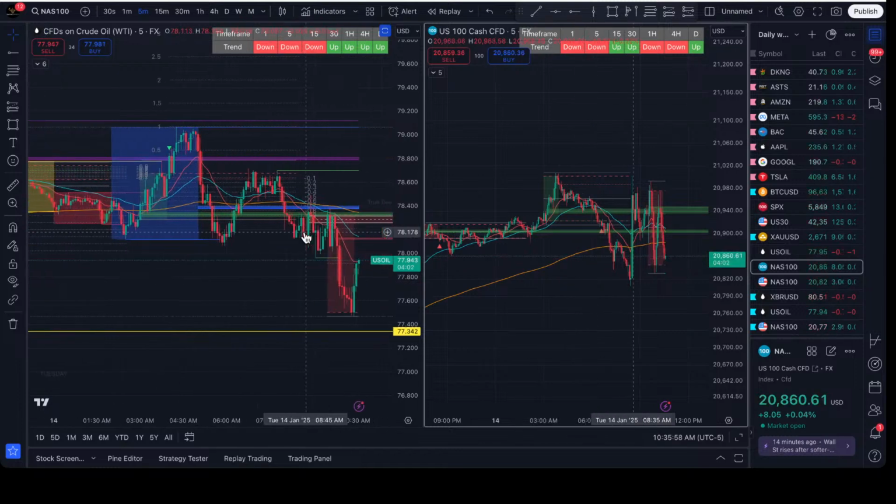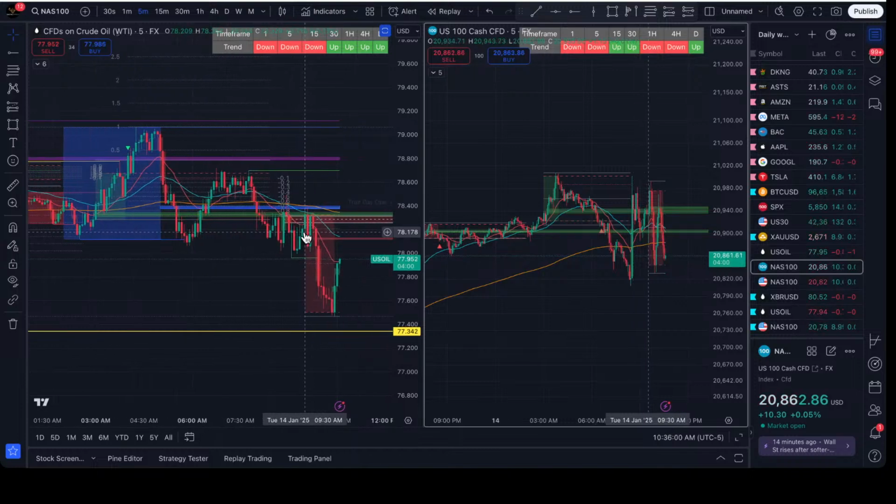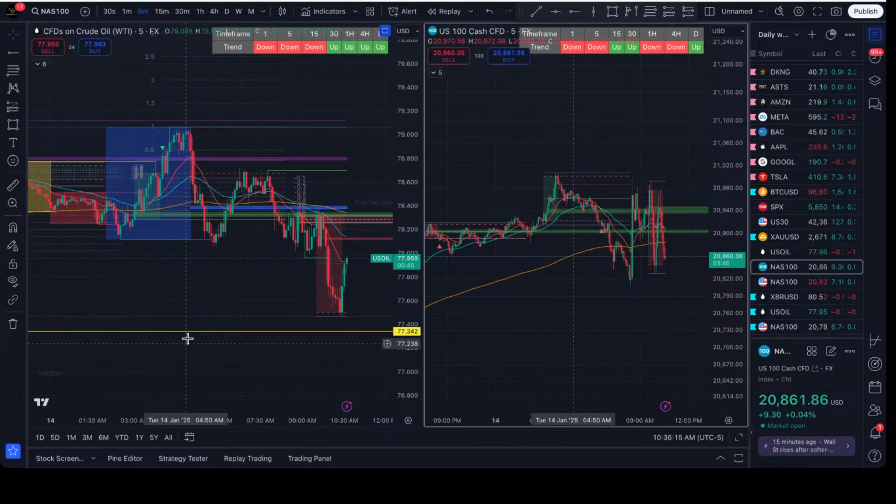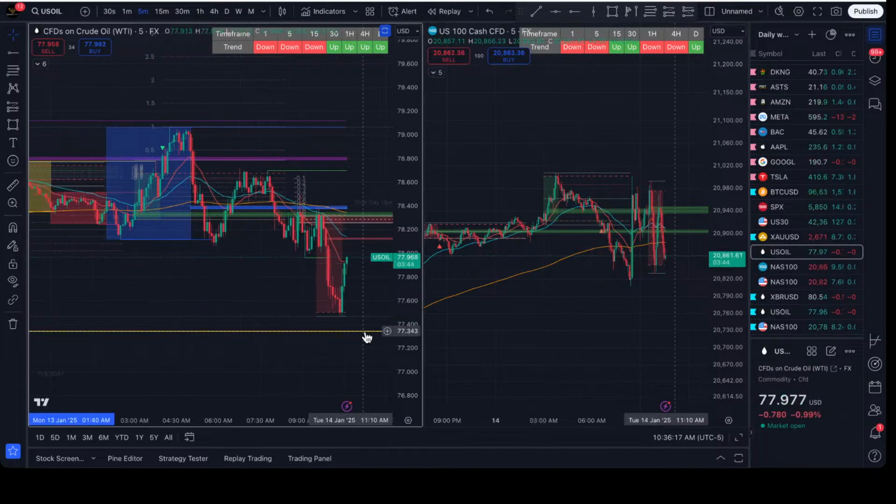And then again, blue zone is what the New York session reacts off of. You can tap it many times. But once you have a directional bias, you follow that all the way to your TP.